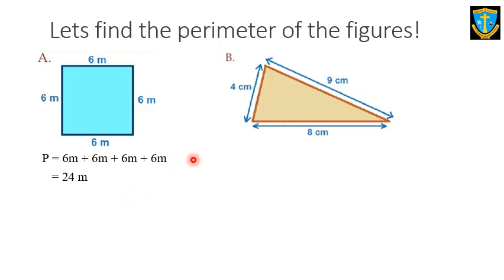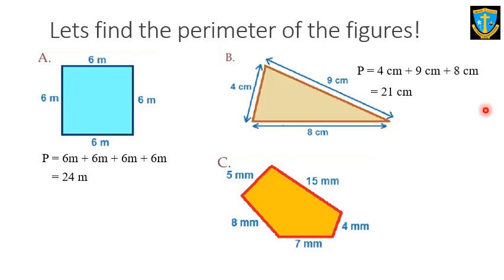Here comes another figure. This is a triangle, but if you see, the lengths are different. So this is a special type of triangle where all three sides measure different. This is called a scalene triangle. Here, let's find the perimeter. So our perimeter for the scalene triangle will be P is equal to 4 centimeter plus 9 centimeter plus 8 centimeter. Can you guess the answer? Yes, it's 21 centimeter.